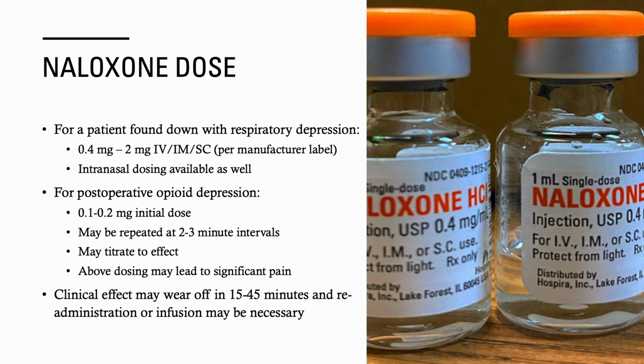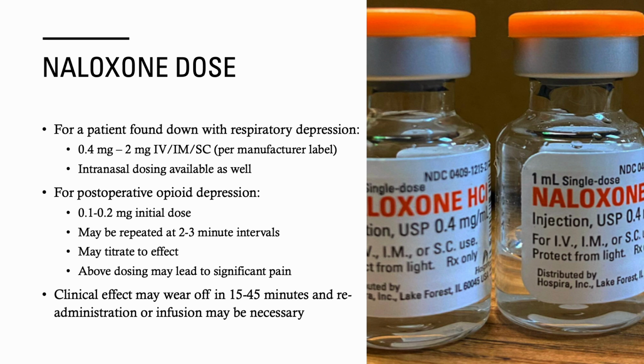So for a patient who, out in the community, is found down with respiratory depression, an initial dose is 0.4 milligrams to 2 milligrams, most likely IM or subcutaneous, but also IV if that's possible. It can also be given intranasally as well, which may be very important in the community, but may be important for us also if a patient does not have IV access.